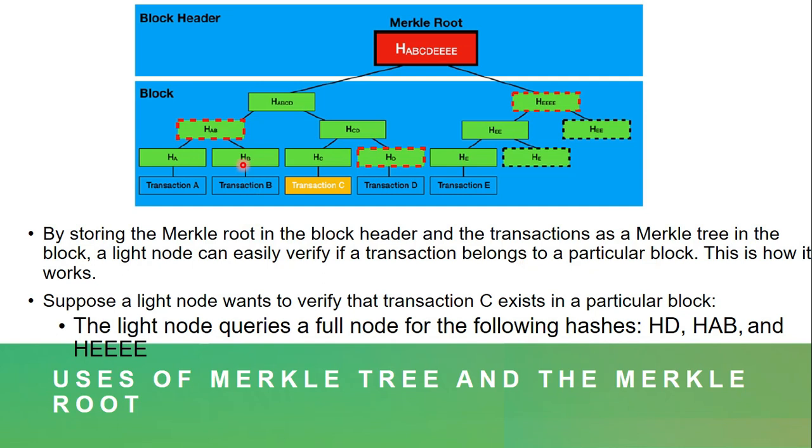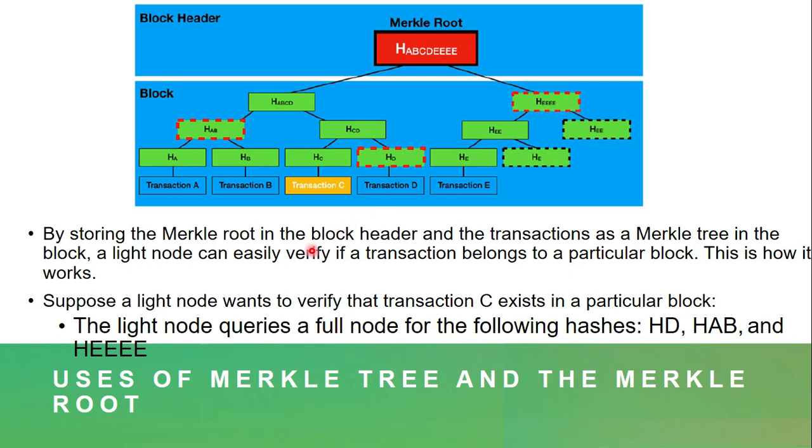Now, let's see with an example. I think it became complex, so I'll just take an example. Suppose a light node wants to verify transaction C. Now, the light node queries a full node for the hashes. So it gets hash HD, HAB, and HEEE.